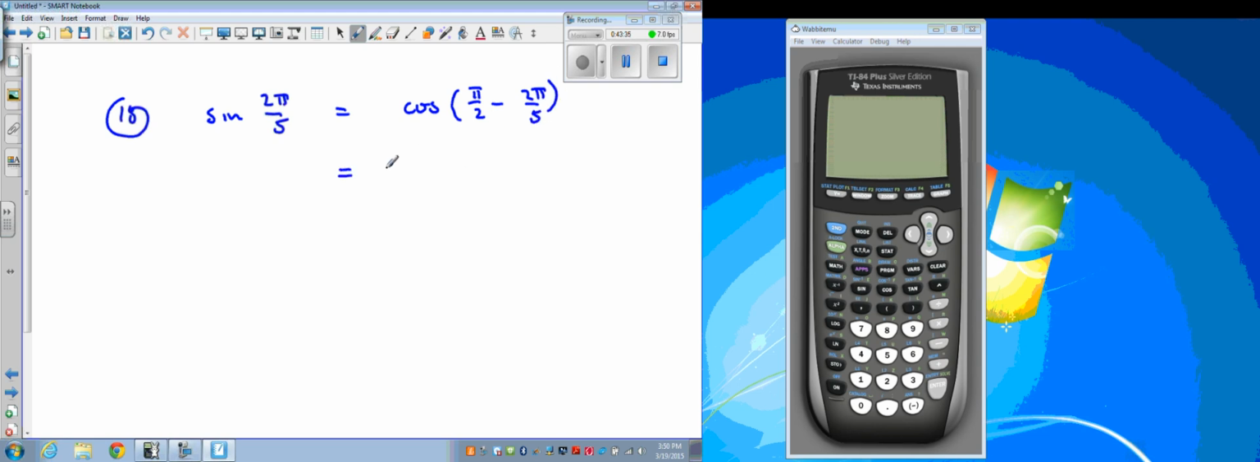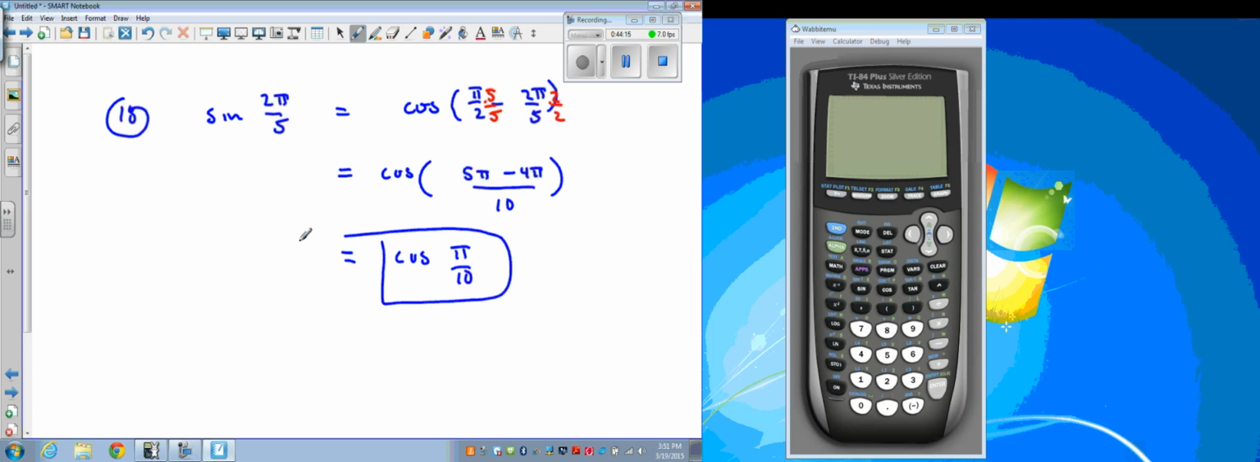So now what we're going to have to do with this is get a common denominator, right? So I'll do it here. This is going to be 5 over 5, and this is going to be 2 over 2. So then what I have is 5 pi minus 2 times 2 pi, which is 4 pi, all over 10, right? So this is going to be pi over 10. Cosine of pi over 10. That's the answer, that's what they're looking for.